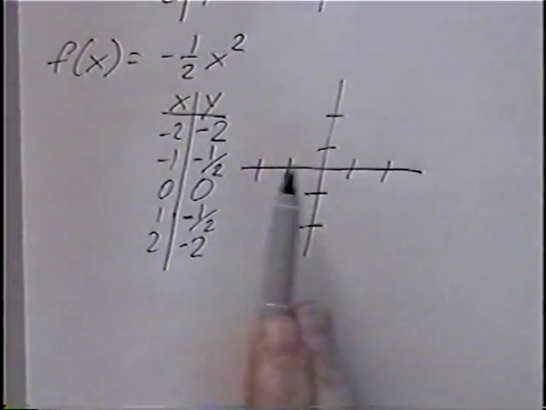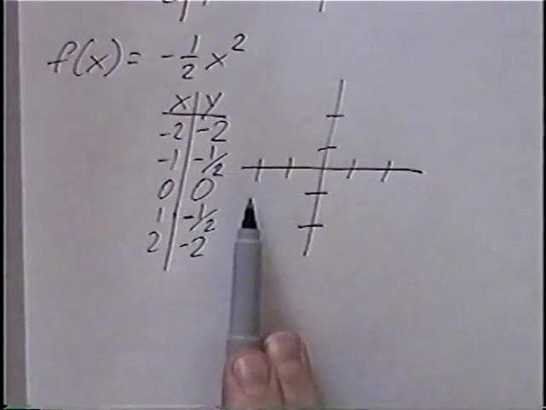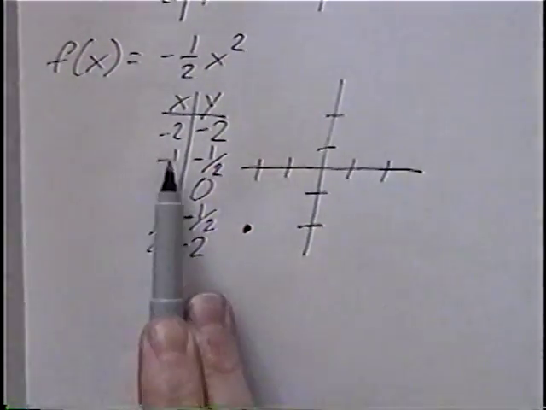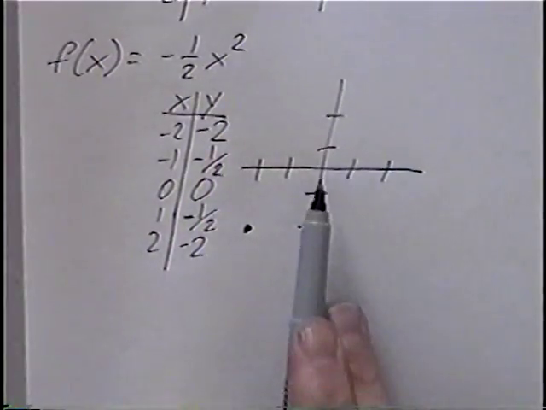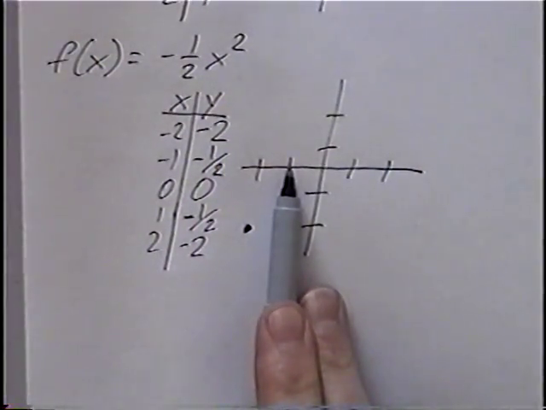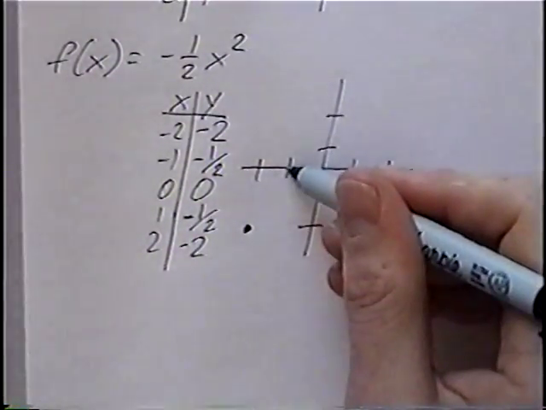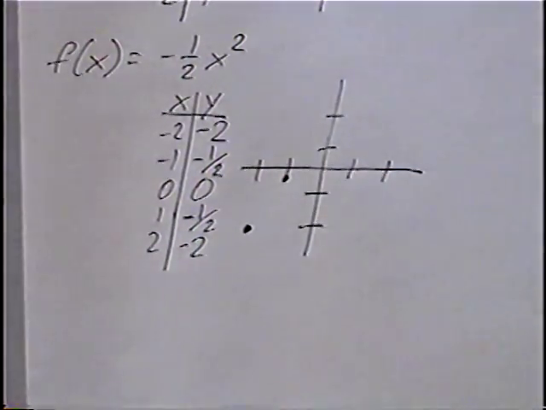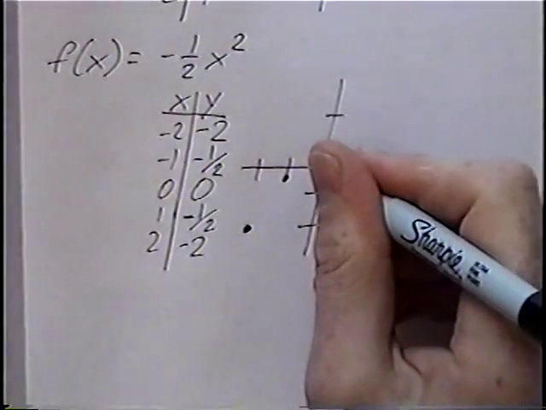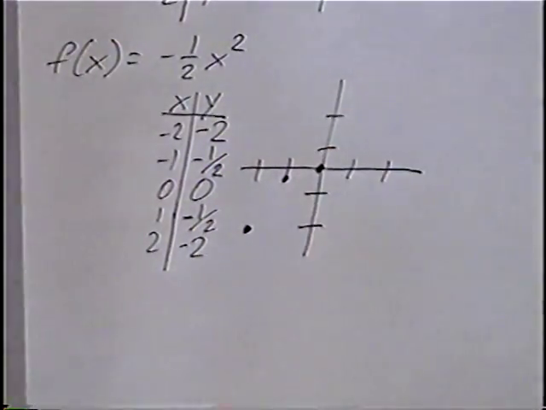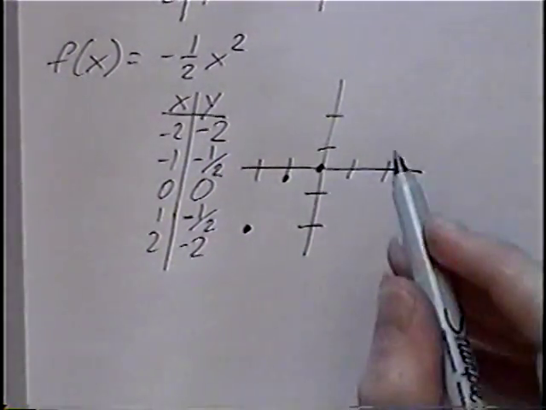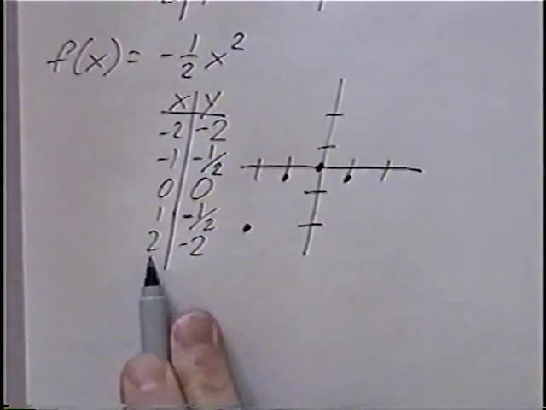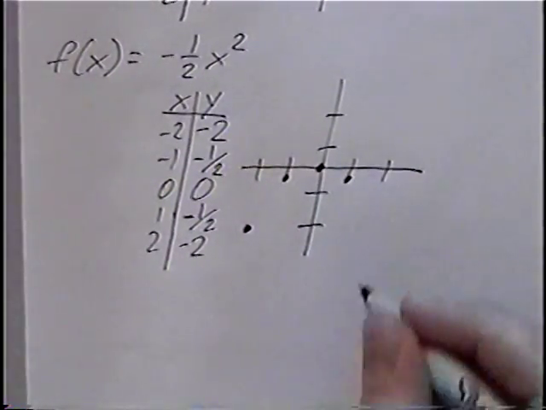Negative 2, negative 2. X is negative 2 and y is negative 2. Negative 1 and negative 1/2. Negative 1 is to the left. Negative 1/2 is halfway between 0 and negative 1. 0, 0 again would be right in the middle. 1 and negative 1/2. And 2, negative 2.